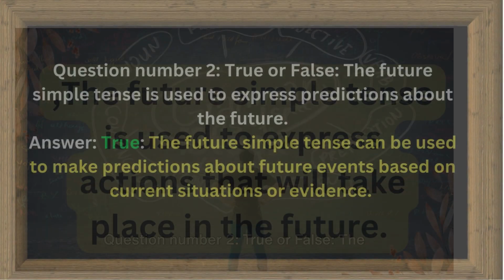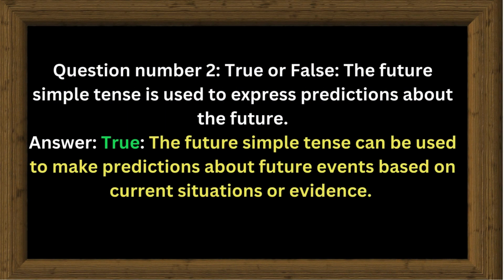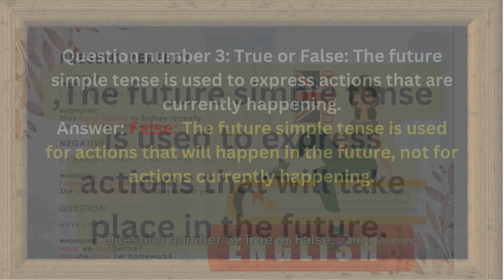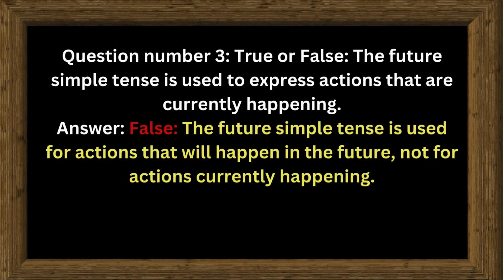Question number 2. True or false? The future simple tense is used to express the predictions about the future. Answer. True. The future simple tense can be used to make predictions about future events based on current situations or evidence. Okay, question number 3. True or false? The future simple tense is used to express actions that are currently happening. Answer. False. The future simple tense is used for actions that will happen in the future, not for actions currently happening.